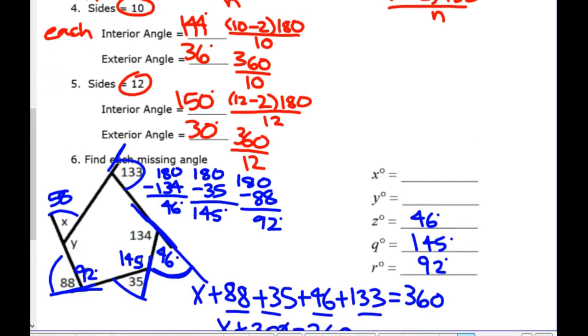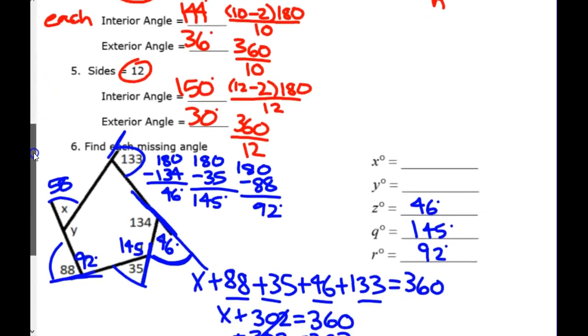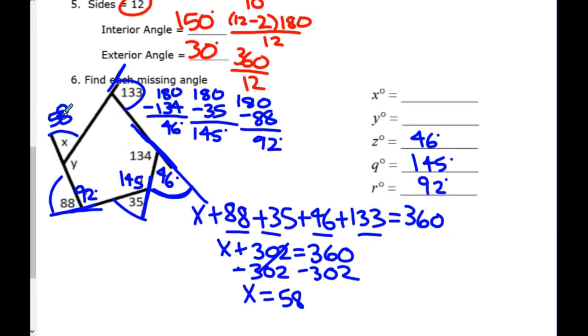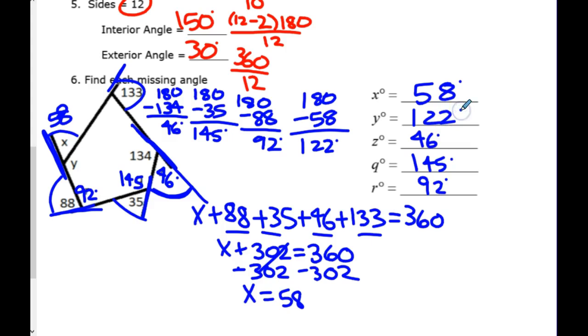All right, 58 degrees, if you can see that. 58. Now, how do I figure out y? Again, straight line, right? So 180 minus 58. And we get 122 degrees.